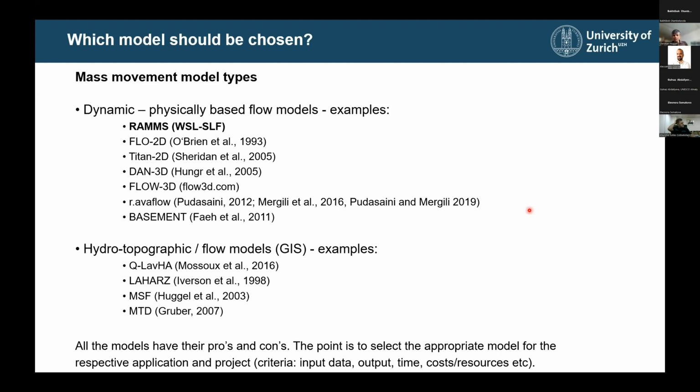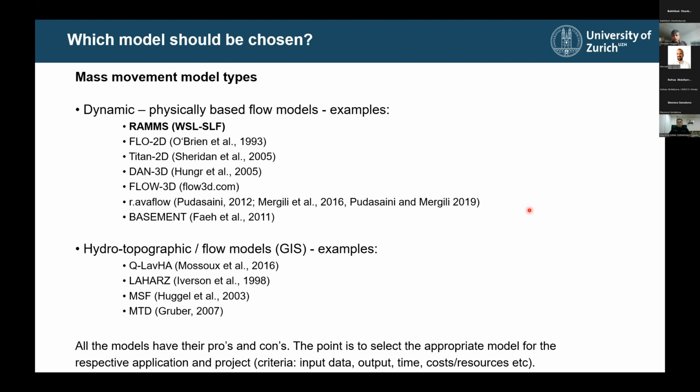An interesting one is also AvaFlow. This is a more recent model. It's implemented in a GIS environment. And finally, Basement. It's a model which was developed by colleagues at ETH here in Zurich. For instance, I show you a couple of examples of how to model dam breaches. Then I list here also what I call hydrotopographic flow models. Many of those work in a GIS environment.